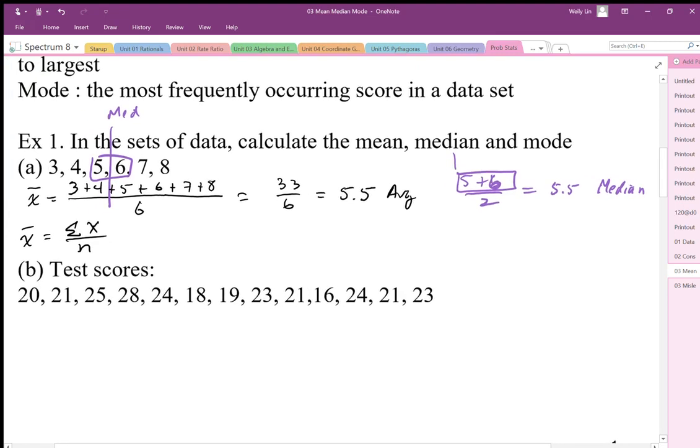Okay, and then the mode of this, well, there is no mode because there's one of each. So there's not one score that occurs more often than another, so there's no mode in this case.